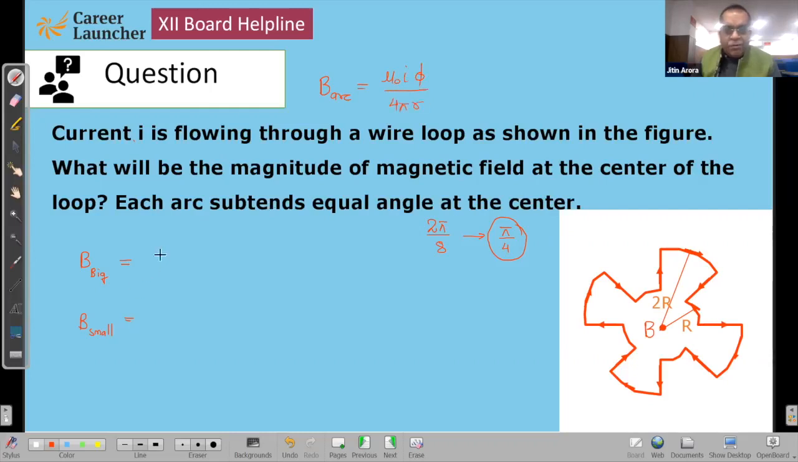So due to the bigger arc, it will be equal to mu naught I. Phi की जगह क्या आया? Pi by 4 upon 4 pi 2r. So this becomes mu naught I, and so this is 4 into 2, 8. 8 4s are 32, so mu naught I by 32 r. That is the magnetic field due to one of the bigger arcs.